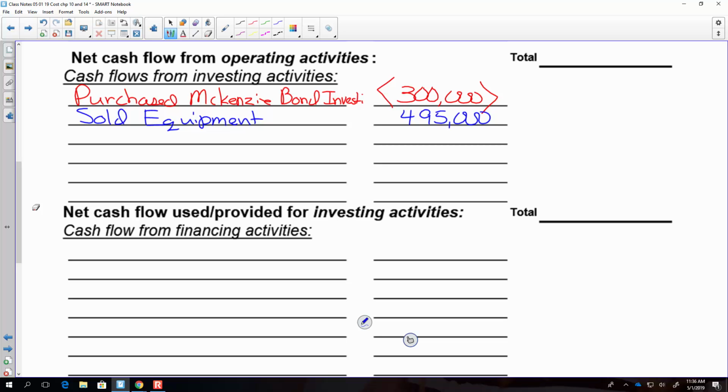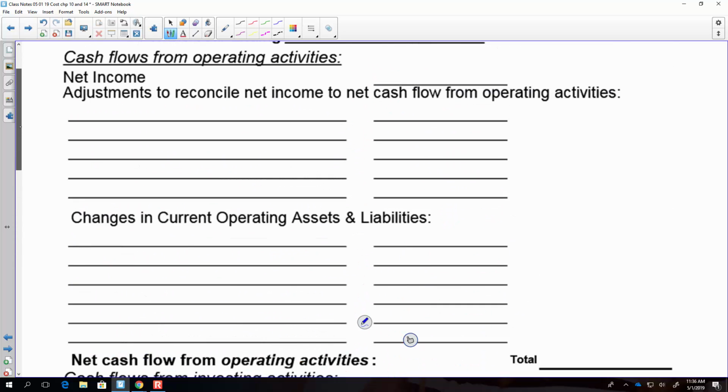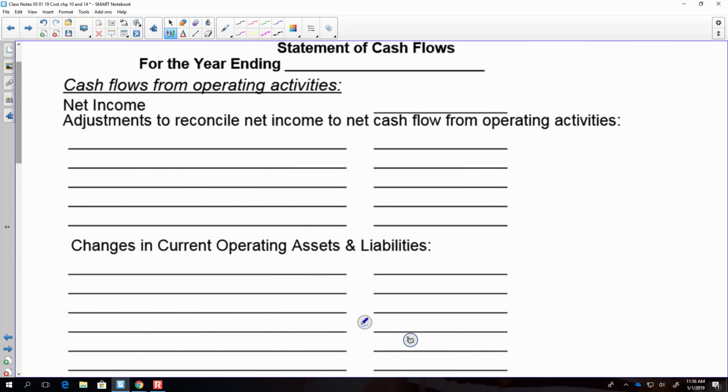Now, where does the gain go? Adjustments for non-cash. Yes, our adjustments for non-cash, Diane. So even though we're not required, let's do that. Gain on sale of equipment. This is good practice. How do we figure out the gain? Because you're going to have to do that. We sold it for $495,000, right?